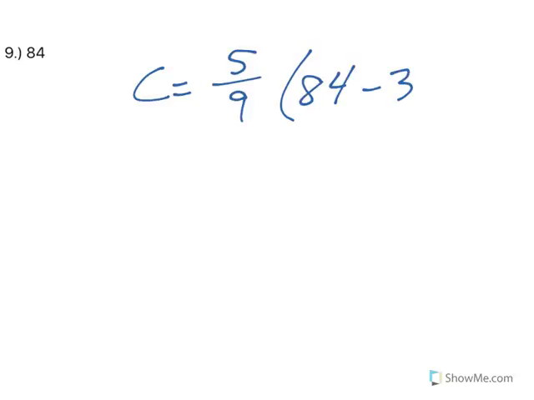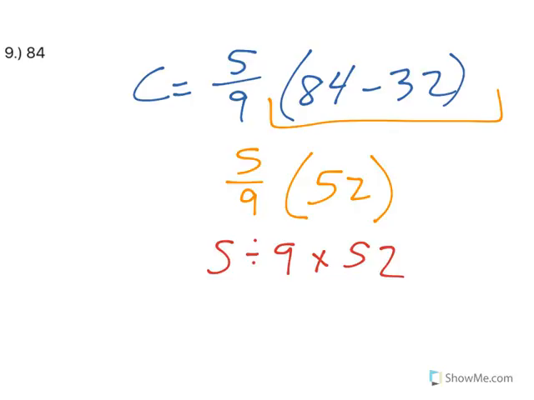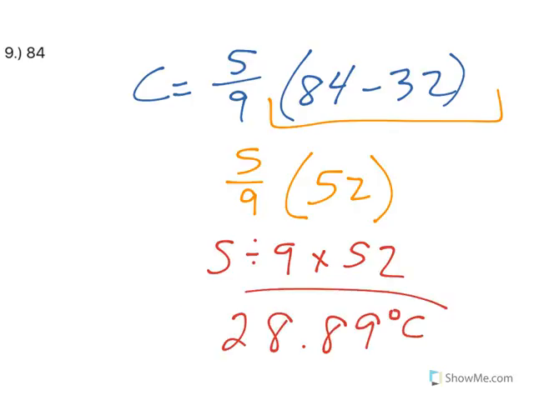Number 9, 84 degrees Fahrenheit. So plug it in the formula. 5/9 times 84 minus 32. Well, this gives me, inside my parentheses, 84 minus 32 is 52. So I'm going to take 5 divided by 9 times 52 for a rounded answer of 28.89 degrees Celsius.